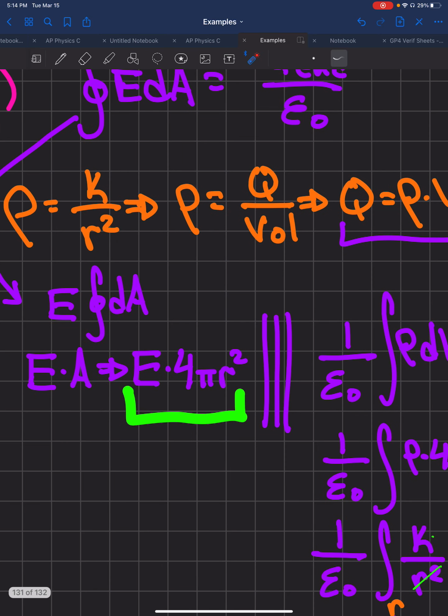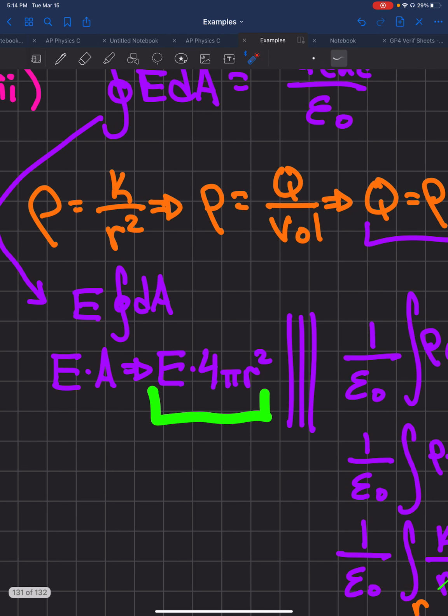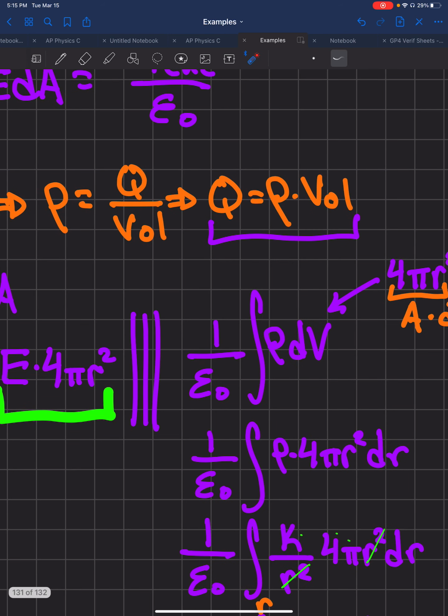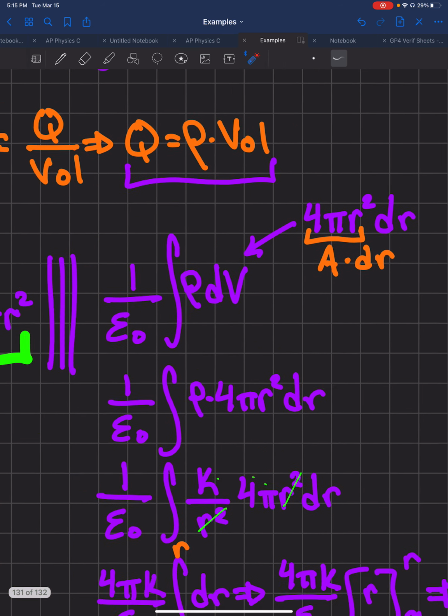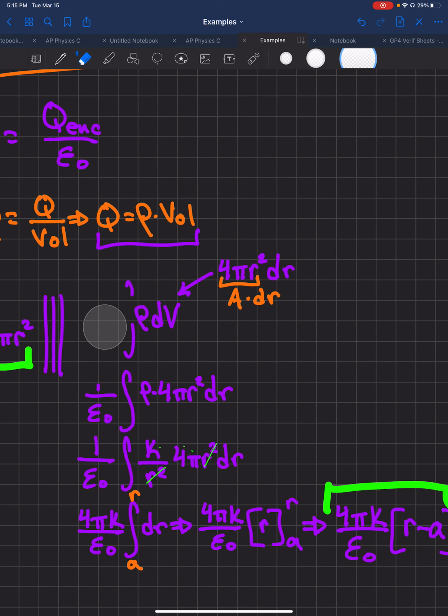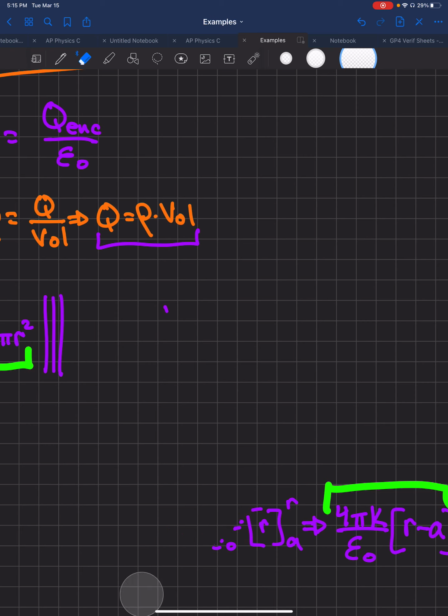The piece of information they give us is this rho. They tell us this rho is equal to k over r squared. What's useful to remember is that rho itself has a definition. Rho is equal to the amount of charge per volume. Or, written another way, the charge is going to be equal to rho times the volume. The reason why that's useful for us is because when we write out, in fact, I will erase this part and redo it with you so you can see.